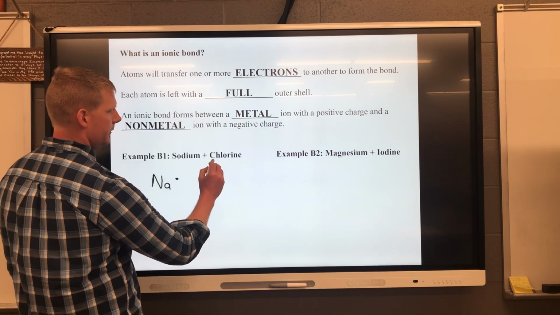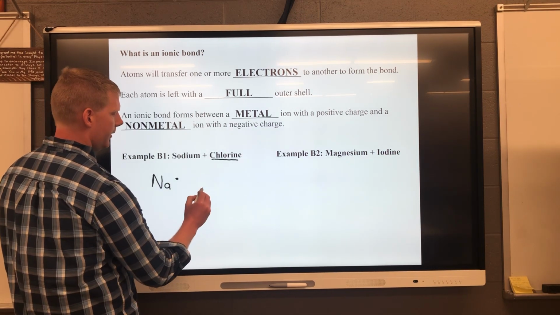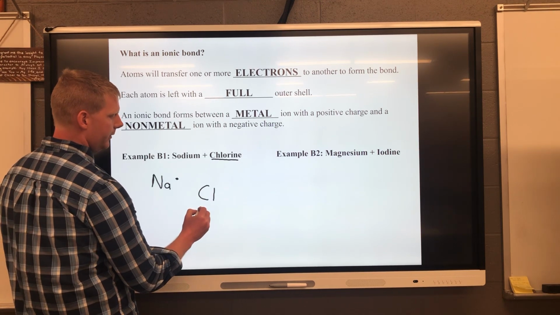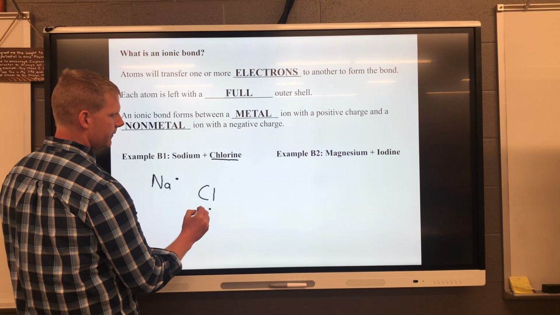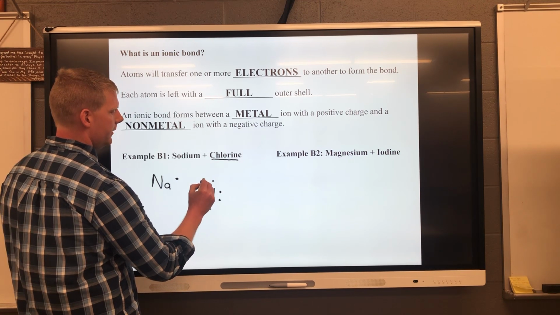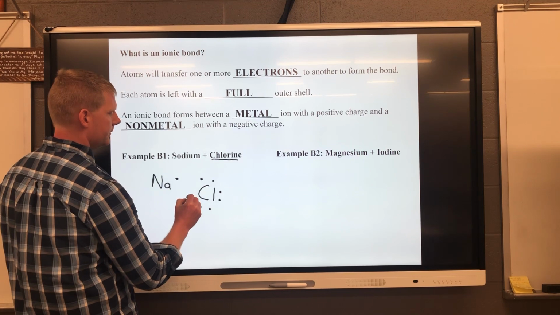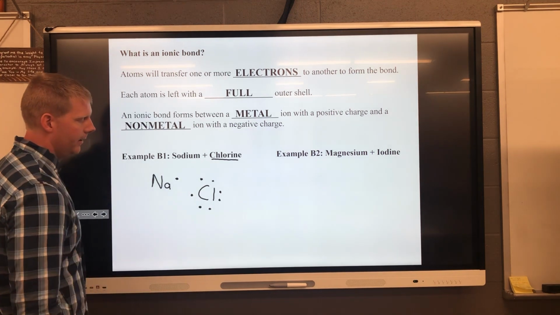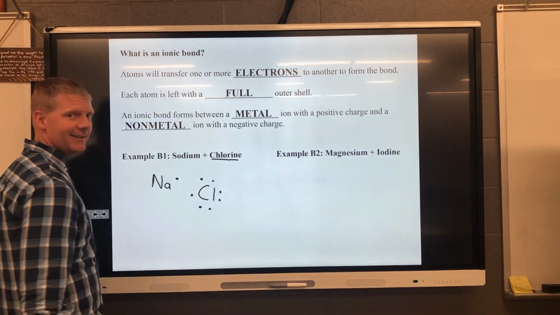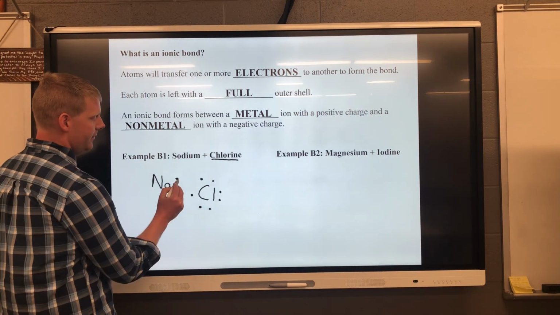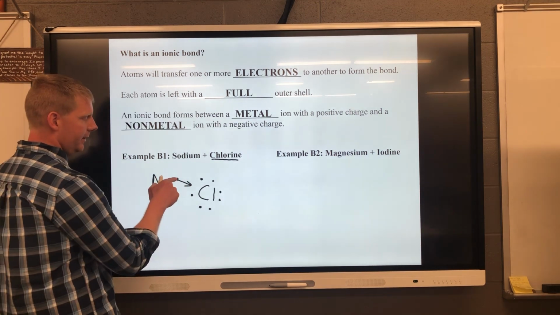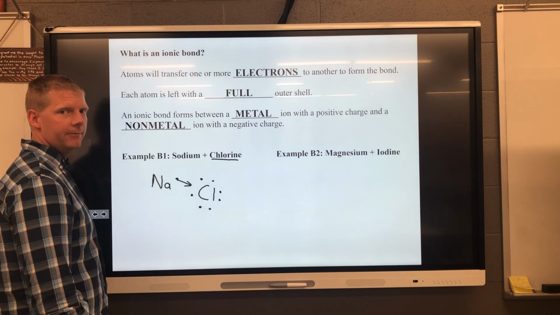Now here we have chlorine, so I'm going to write the electron dot diagram here. The atomic symbol, it's found in group 17, so it's going to have 7 valence electrons. Now if I look at this, sodium wants to get to 0, chlorine wants to get to 8. Well, I can make both of them happy by drawing an arrow saying this electron is going to go over to that chlorine atom.